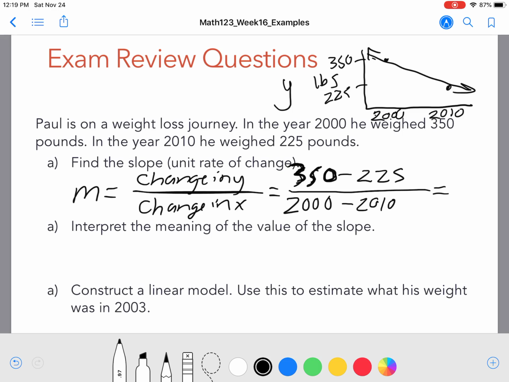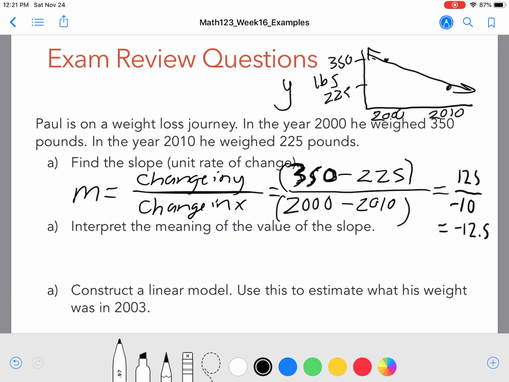So if you go ahead and subtract 350 minus 225, you should get 125. And then if you subtract in the denominator 2000 minus 2010, you get negative 10, okay? And then if you divide those two things, you should get negative 12.5, okay? So that should be your slope there. Now you could do that all at once in your calculator if you want. You just have to put parentheses around the numerator and parentheses around the denominator. Either way it works. So 12.5, but it's negative.